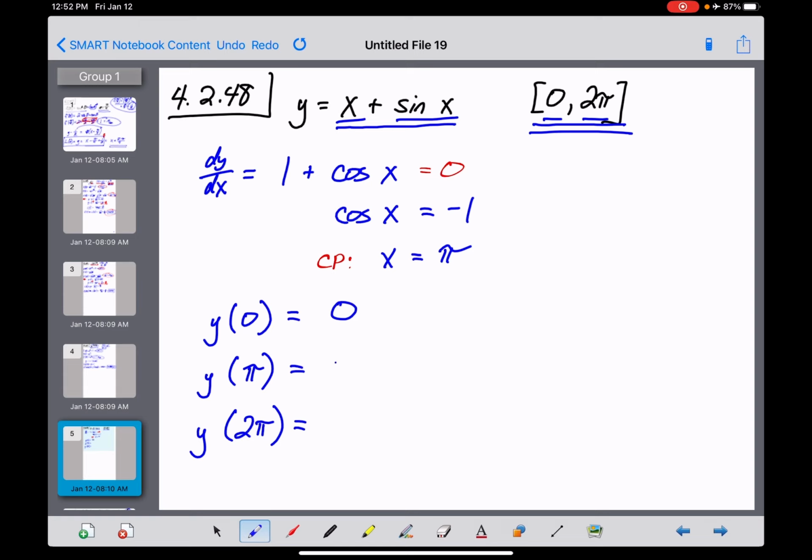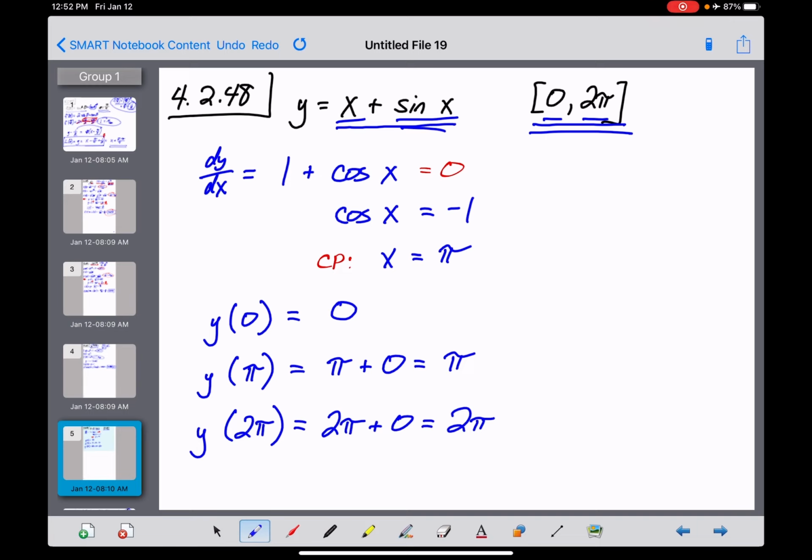Putting in a pi, we're going to get pi plus the sine of pi, which is 0, so we're going to get pi for that y value as well. And putting in a 2 pi, we get 2 pi going in for the x, plus sine of 2 pi is going to be 0 as well, so we're going to end up with 2 pi for that y value also. So that's where we're at with this function right now.